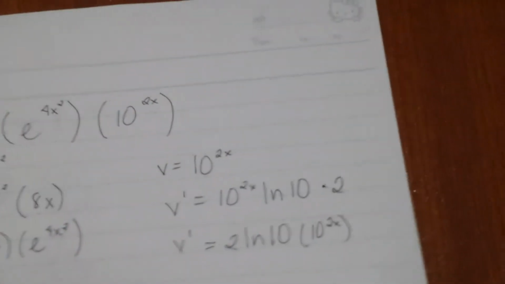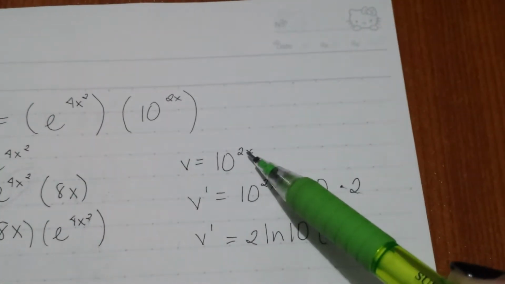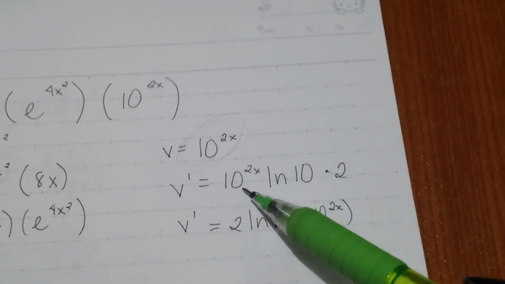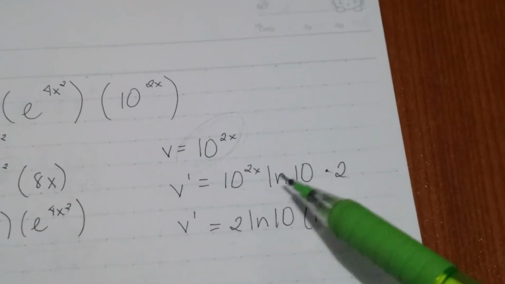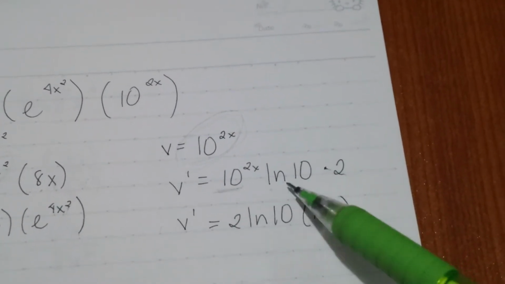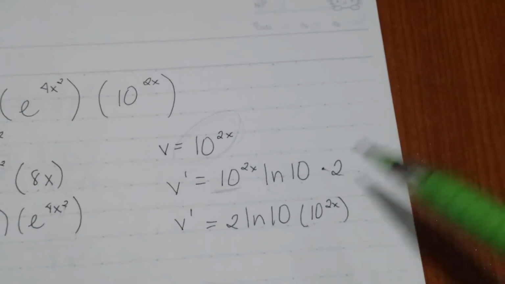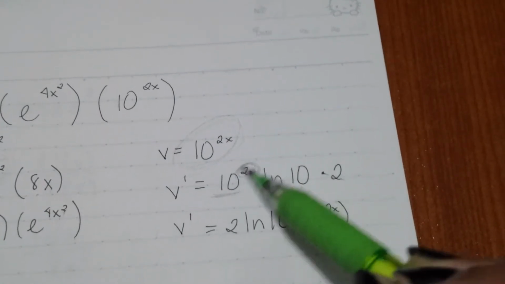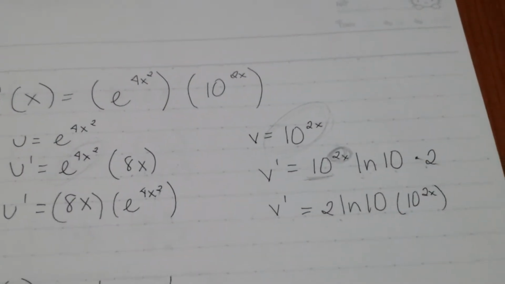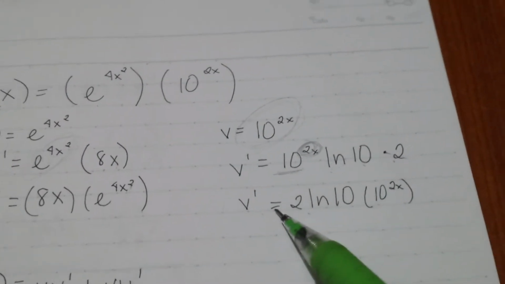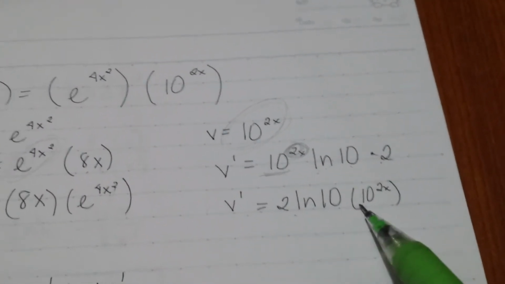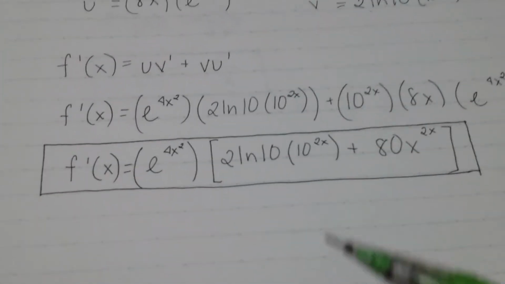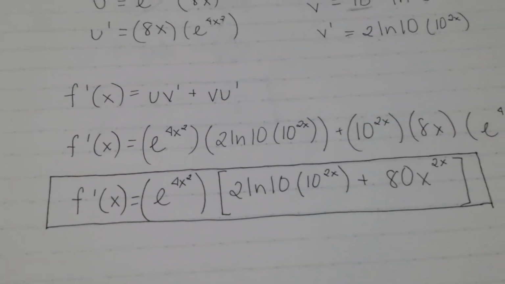So next is the v. So we have 10 raised to 2x. So v prime is equal to, copy this one, so we have 10 raised to 2x, ln of a, which is 10. So ln of 10. And then times the derivative of 2x. So we have 2. So v prime is equal to 2 ln of 10, quantity 10 raised to 2x. So we have to proceed to the product rule, which is u v prime plus v u prime.